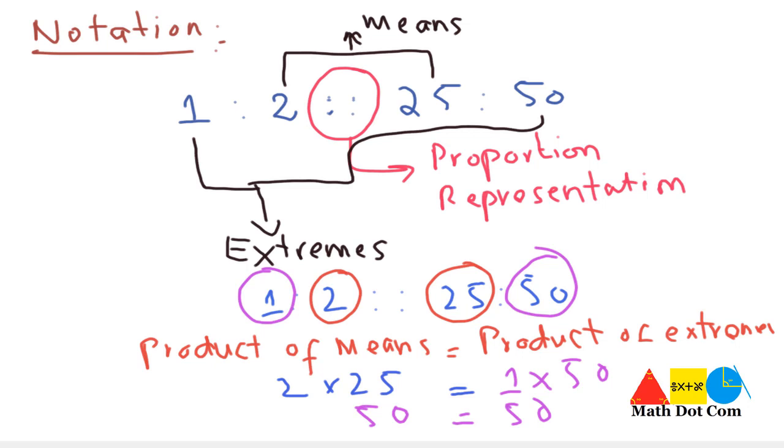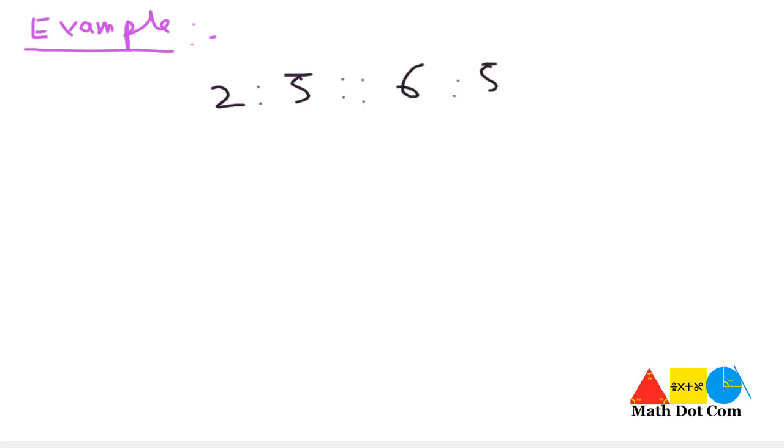Let's take an example to understand the concept more clearly. You want to find whether the given two ratios are in proportion or not. For example, this is the ratio that is given, to find out whether it is in proportion or not. Let's find it by multiplying in this way: product of means is equal to product of extremes.